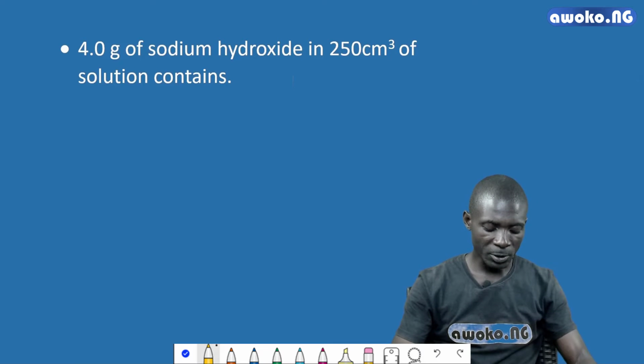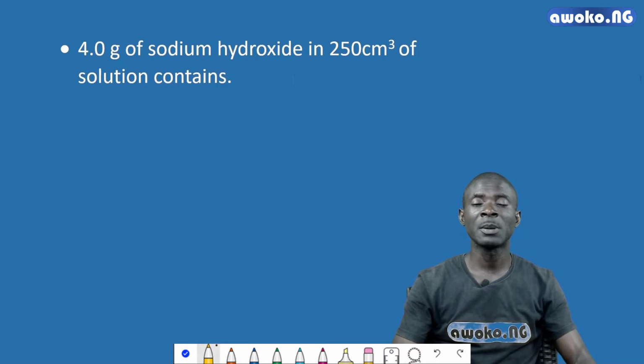Now it says 4.0 grams of sodium hydroxide in 250 cm³ of solution contains. So you are asked to find the molar concentration of 4.0 gram of sodium hydroxide in 250 cm³. Remember, we say molar concentration has to do with the concentration of a solution in mole per dm³. We use 1000 cm³ or 1 dm³ as a standard for measuring standard solution. So if we want to talk about a standard solution, we simply dissolve the solute in 1000 cm³, which is equivalent to 1 dm³ of a solution.